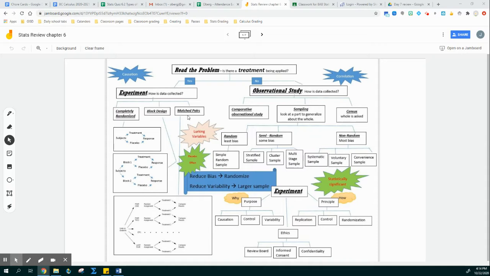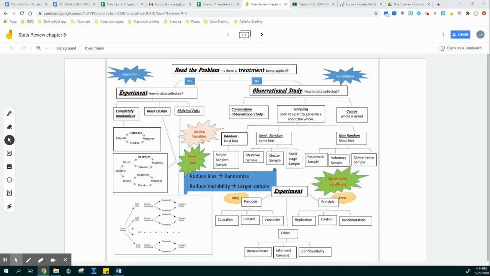And then the last type of experiment is a matched pairs. In matched pairs, my subjects are split into pairs. And then in those pairs, one person in the pair gets the treatment and one person in the pair has the placebo or the other treatment. For a matched pair, your pair can be yourself. I can be paired with myself for a matched pairs design.